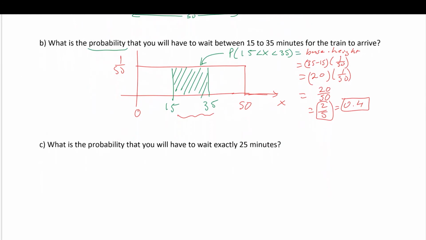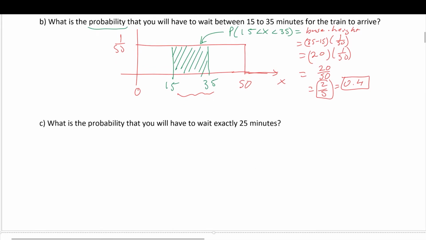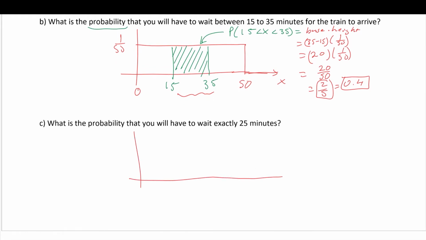Okay, so next question. What's the probability that you have to wait exactly 25 minutes? Again, if you've been paying close attention, especially on the first page, then you should know what this probability is. Let me go ahead and draw the picture again to reproduce this. What's the probability that we have exactly 25? So they're asking, what's the probability that x is exactly 25?